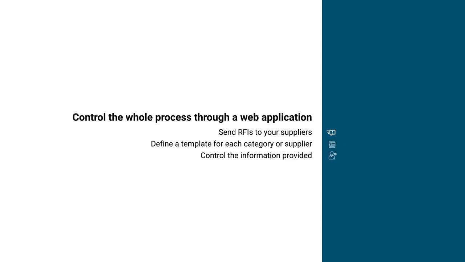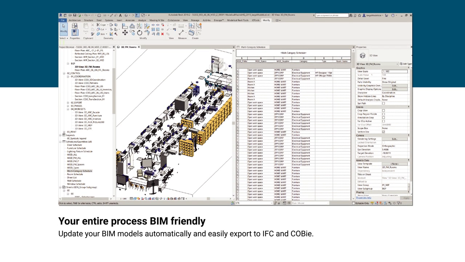Control the whole process through a web application. Send error files to your suppliers, define a template for each category or supplier, control the information provided, and validate the entire process. Make your entire process BIM-friendly, update your BIM models automatically and easily export to IFC and COBie.